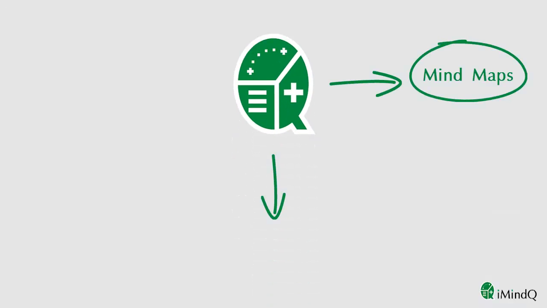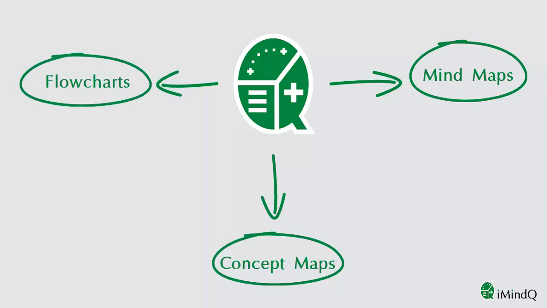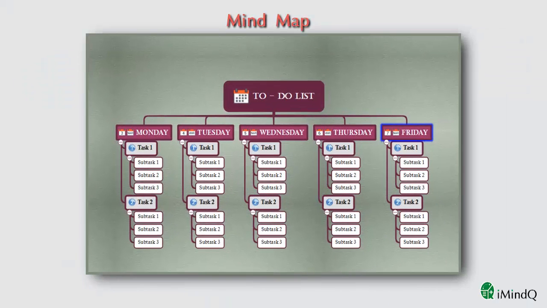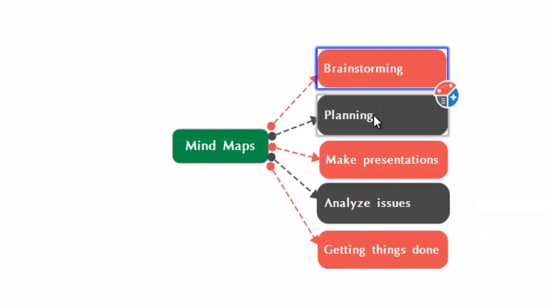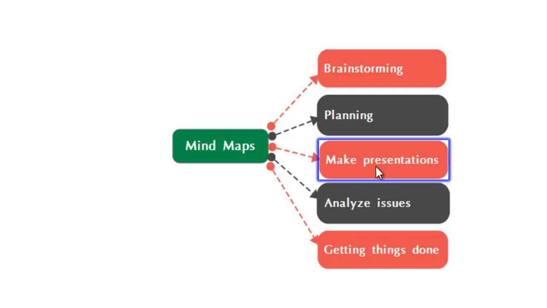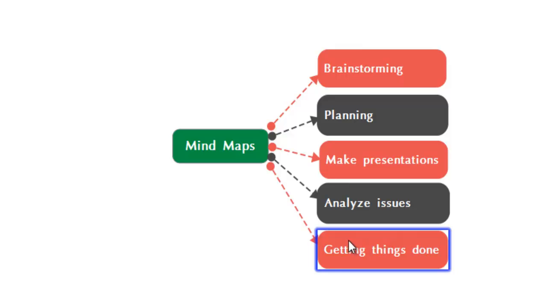iMindQ allows you to create mind maps, concept maps, flowcharts, and other diagrams. A mind map is a visual representation of different ideas, thoughts, and information, which are connected to a central node that usually represents the main idea of the mind map. Mind maps can be used for brainstorming, planning, making beautiful presentations, analyzing issues, getting things done, and many other things to suit your needs.